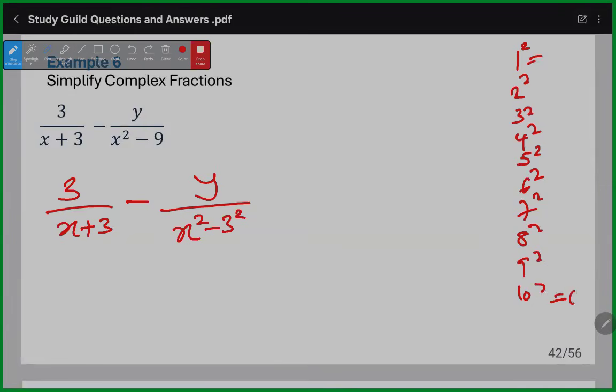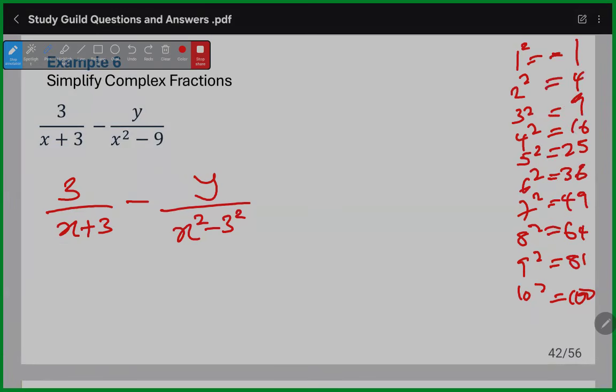So 10 squared is 100. This is 81. This is 64, I guess. This is 49. This is 36. This is 25. This is 16. This is 9. This is 4. And this is 1. So if you see 1, 4, 9, 16, 25, 36, these are perfect squares. Whenever you see them, just break it down, okay?